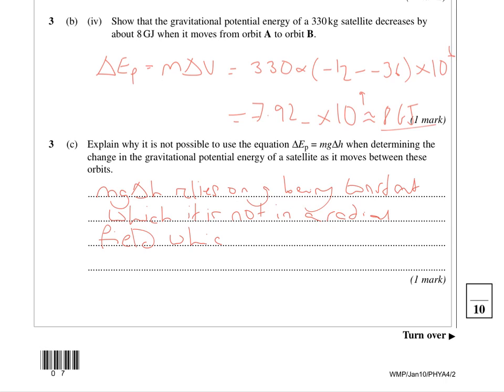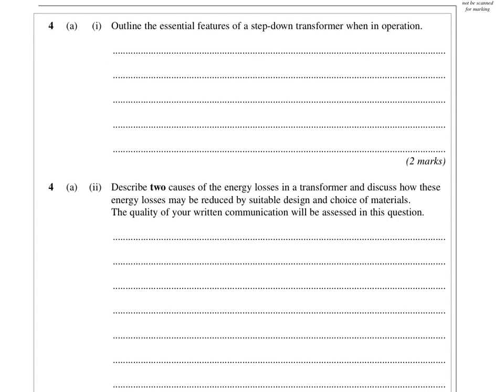Which it is in this example. So we're dealing with a radial field. That's an equation for a uniform field, so we can't use it. It's fairly straightforward.